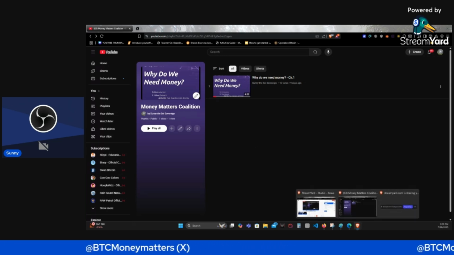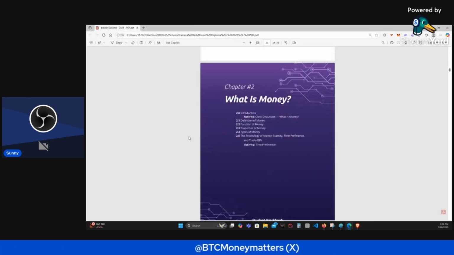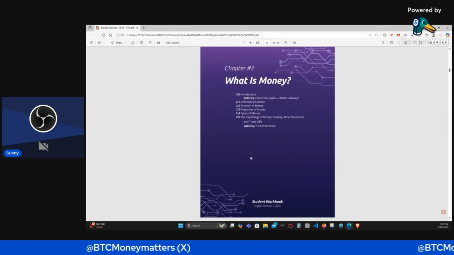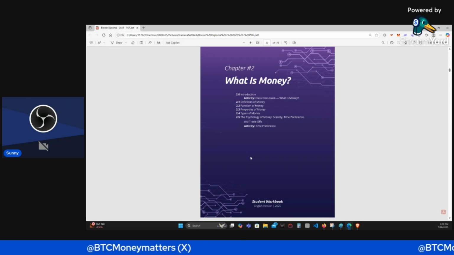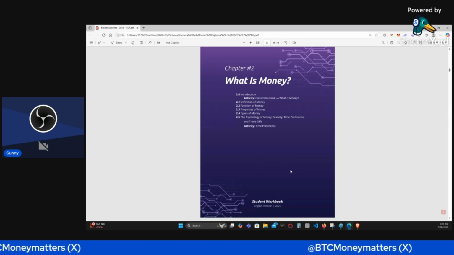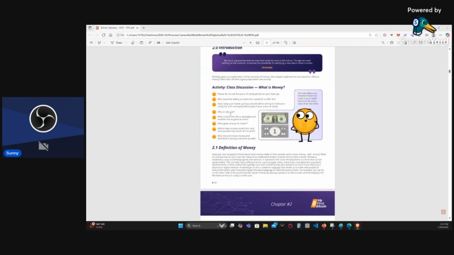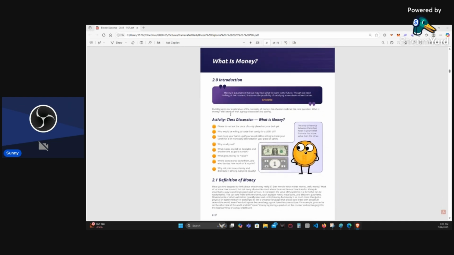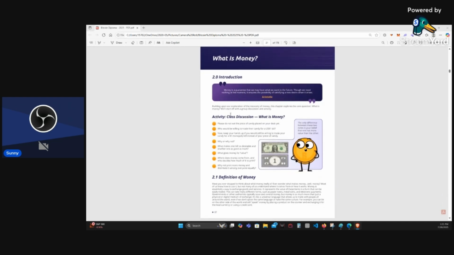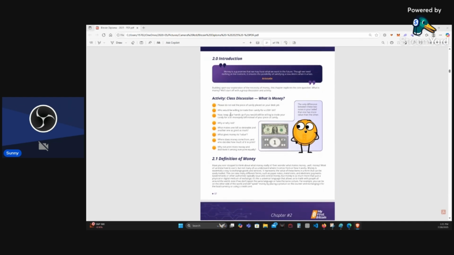So right into the chapter, let's go ahead and pull that up. Chapter 2 of the Bitcoin Diploma, What is Money? Again, we're going to go over the functions of money, the properties of money, the different types of money, and the psychology of money, such as scarcity, time preference, and trade-offs. So without further ado, let's get right into it. First thing, building upon our exploration of the necessity of money, this chapter explores the core question, what is money? We'll start off with a group discussion and activity.